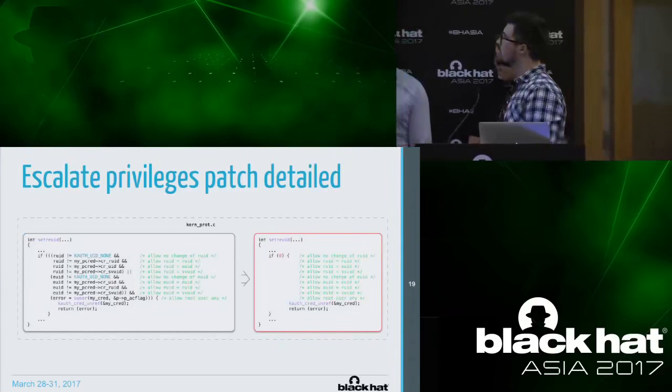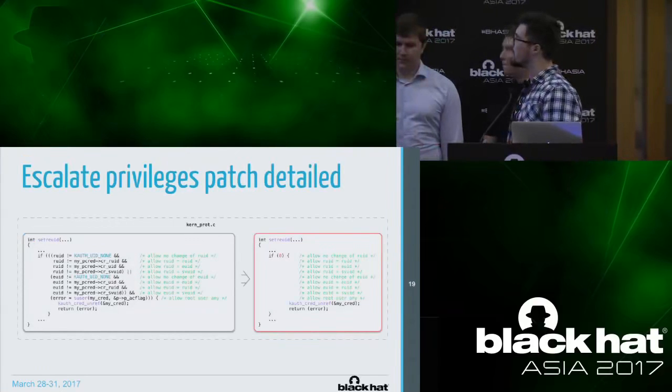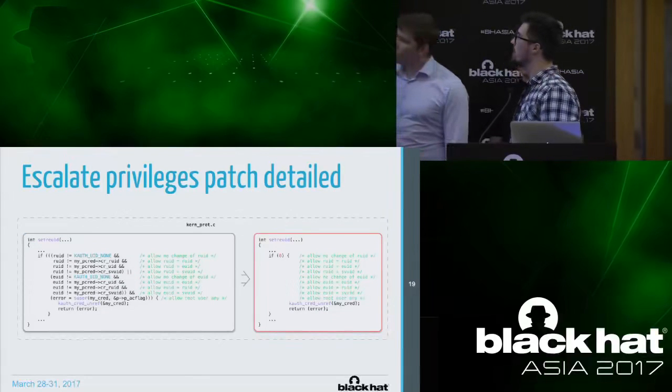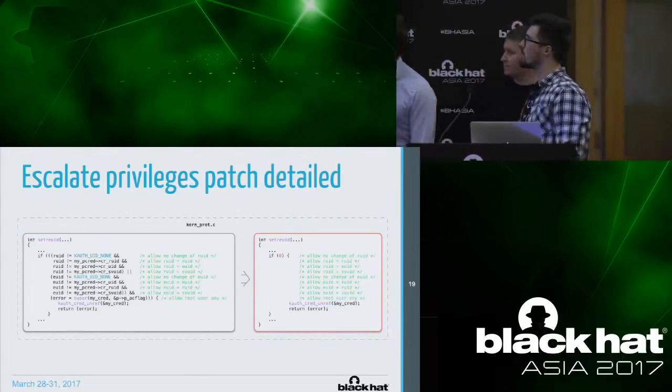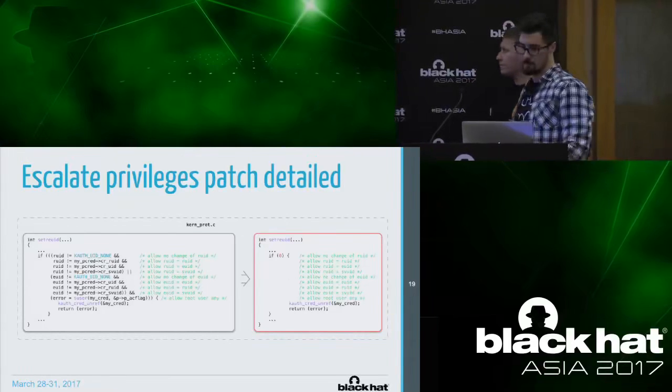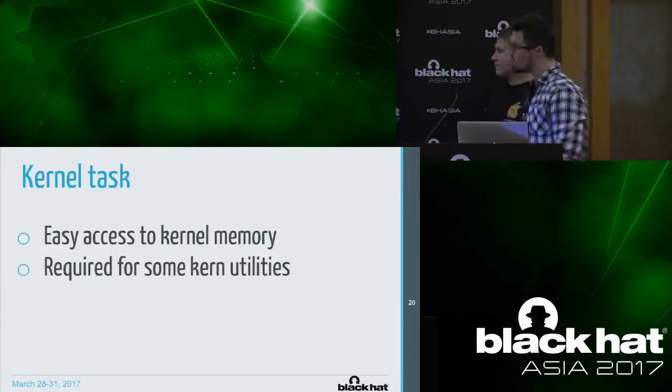This is how it looks. It's the setreuid function. There is a set of checks comparing the real UID with the effective UID. All we need to patch is to make sure that the code will not jump on this condition. The next thing is the kernel task.